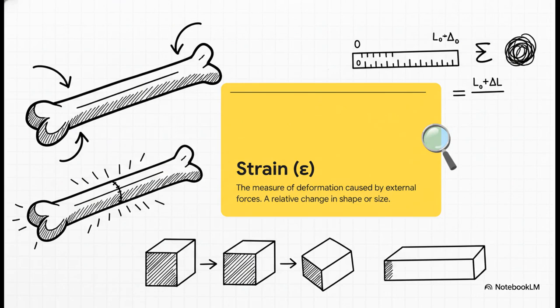And then we have strain, represented by epsilon. Strain is the material's actual response to that stress. It's the physical deformation, the change in its shape. Now, critically, it's a relative measure. It's the change in length divided by the original length. And because of that, it's a dimensionless quantity, no units.